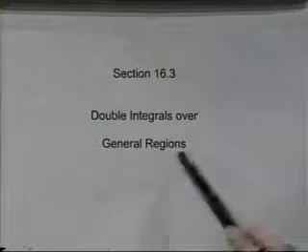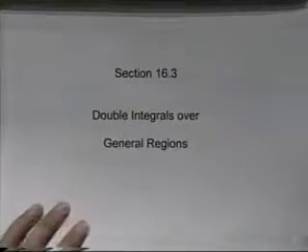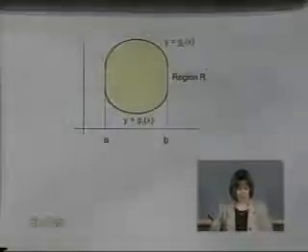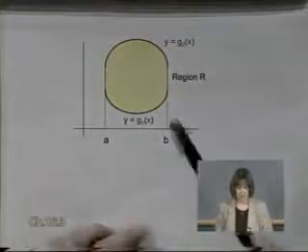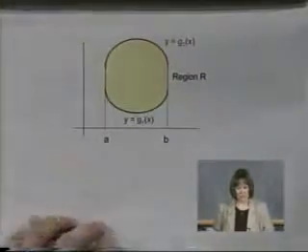Why, hello. Today we're going to go on with section 16.3, which deals with double integrals over general regions. In section 16.2, what we dealt with was double integrals just over rectangular regions, where the order of integration really didn't much matter. Today we're going to look at regions that look like this or that look like this. So let's look at this one first.